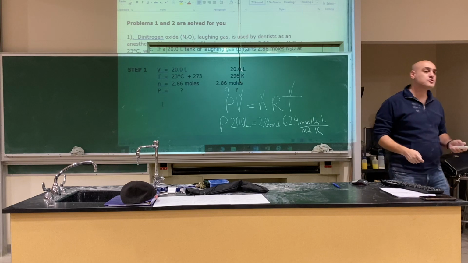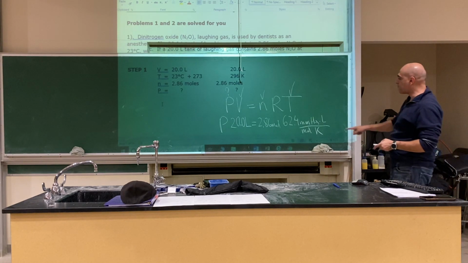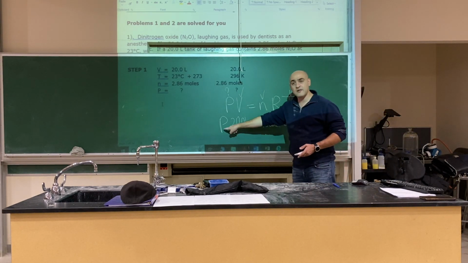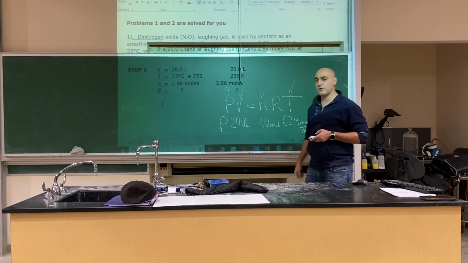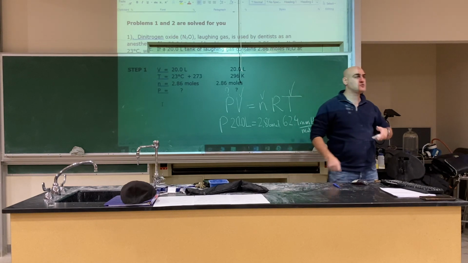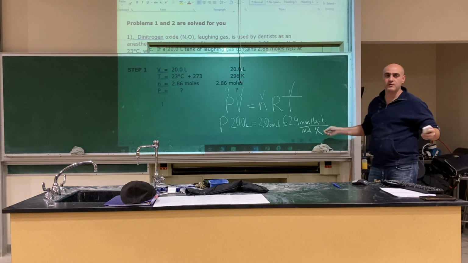Now why did I choose to use 62.4? Because I wanted my pressure to be in millimeters mercury. So if I plug in this R, which has millimeters mercury, my pressure will end up with that unit. Or if I'm going to use a pressure that's in millimeters mercury, I better use this R. So R decides what kind of units you can have for pressure. And then there's temperature. It had better be in units of Kelvin.